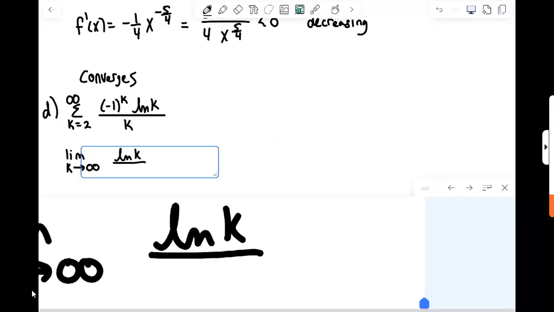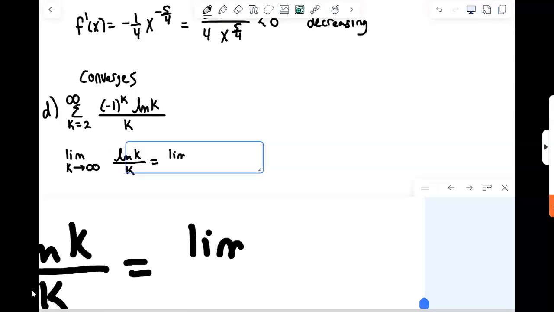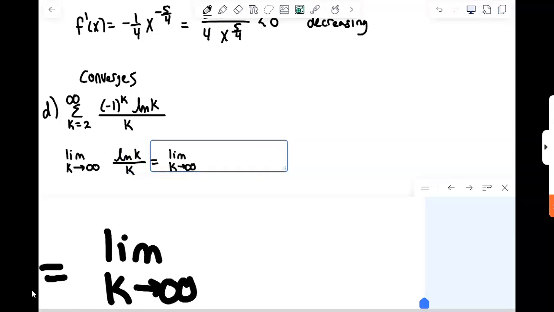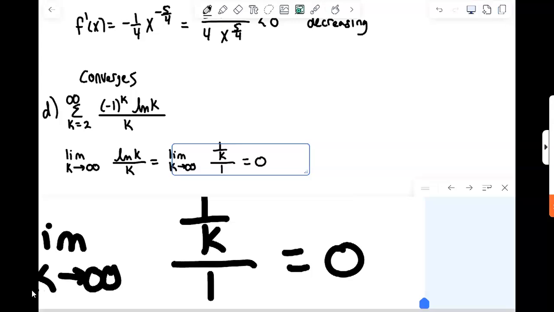So ln k over k. This would be, of course, an infinity over infinity limit. So we can apply L'Hopital's rule. Limit as k goes to infinity, that would be 1 over k over the derivative of k. And so this does go to 0.